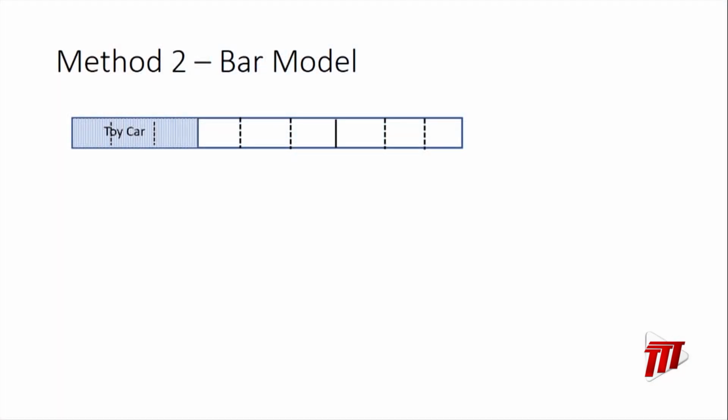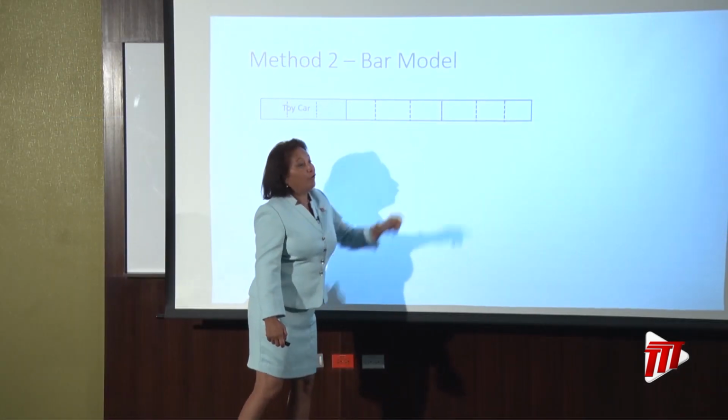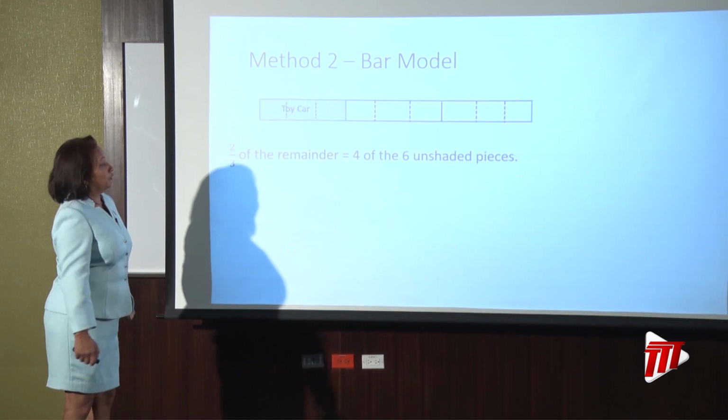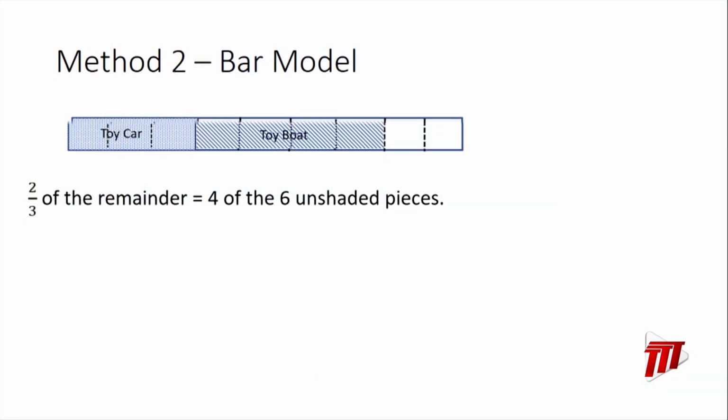We want to get 2/3 of the remainder. The remainder is 1, 2, 3, 4, 5, 6. 2/3 of that remainder. 2/3 of 6 would be what? 2/3 of 6 would be 4 pieces. So he's going to use 4 pieces. 1, 2, 3, 4 pieces on his toy boat. So he uses 4 of them on his toy boat.